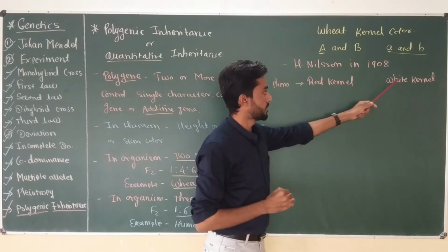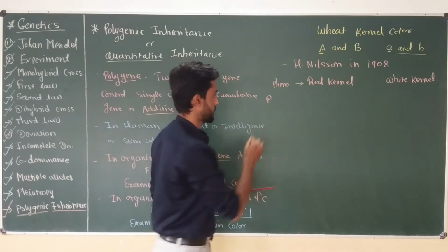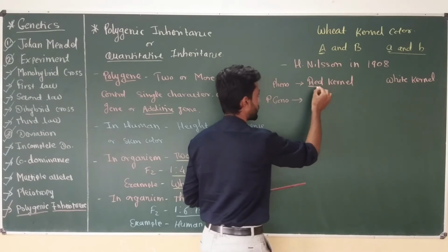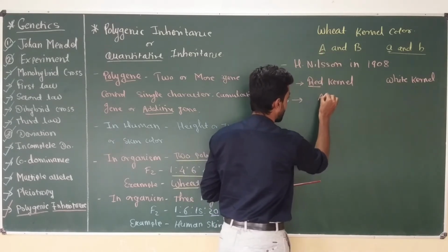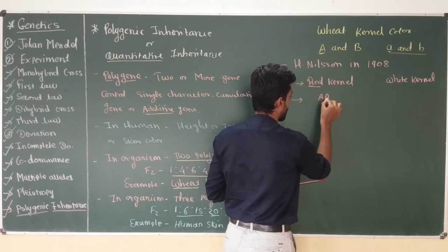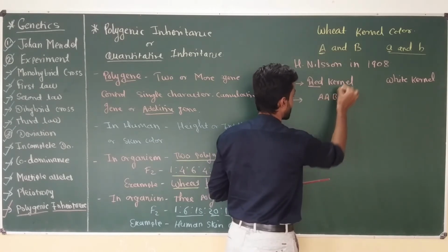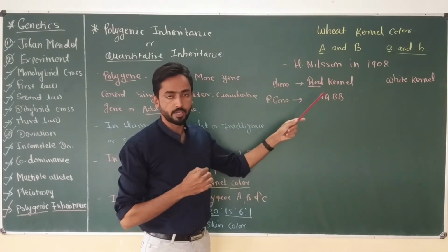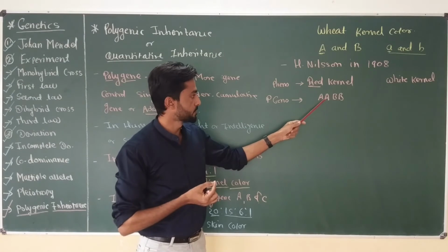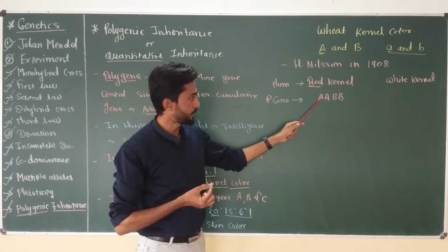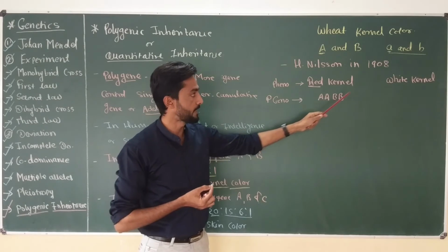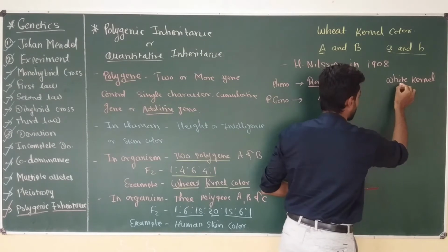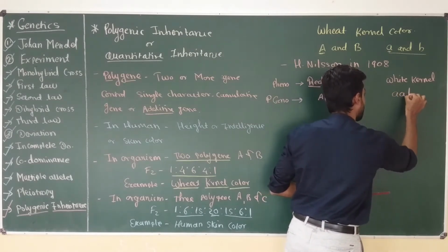Red kernel and white kernel is the phenotype of the parent generation, while the genotype was, for red, we know that the genotype will be capital A capital A, both alleles of the same gene dominant, and capital B capital B also in the dominant form. So in the red kernel variety of the wheat, the highest amount of red pigment is produced. While in case of white kernel, no red pigment production occurs, so the genotype of this variety will be small a small a, small b small b.